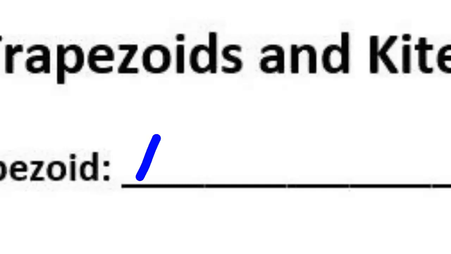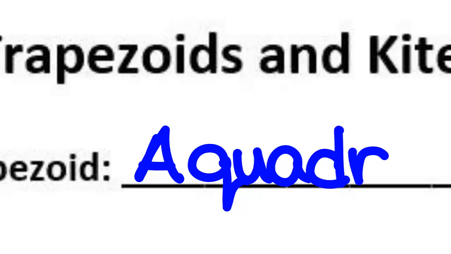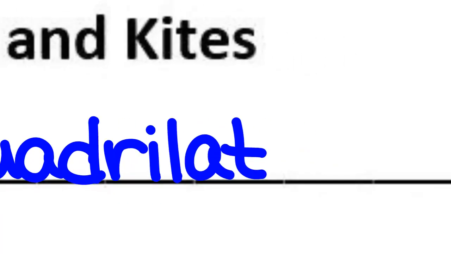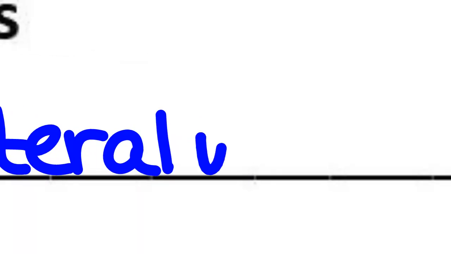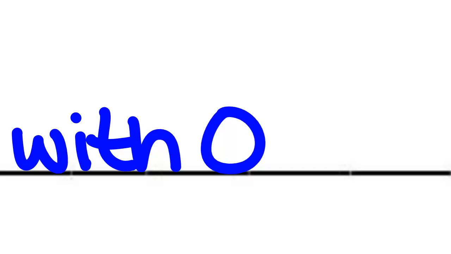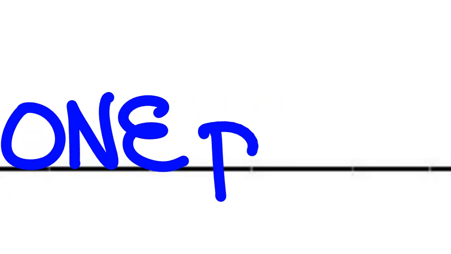So a trapezoid is a quadrilateral. What does quadrilateral mean again? Shape with four sides, thank you. A quadrilateral with one pair of opposite sides parallel.